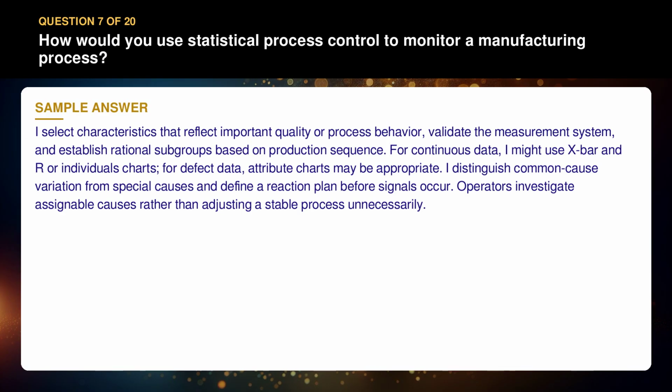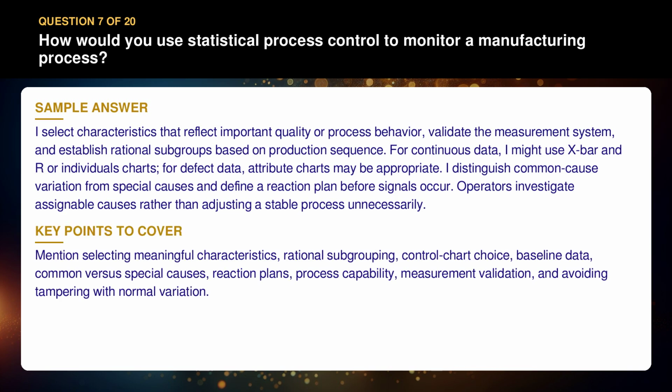For continuous data, I might use X-bar and R individuals charts. For defect data, attribute charts may be appropriate. I distinguish common cause variation from special causes and define a reaction plan before signals occur. Operators investigate assignable causes rather than adjusting a stable process unnecessarily.